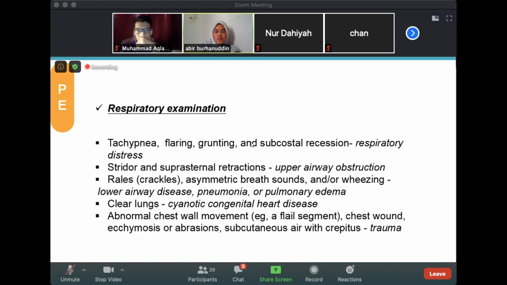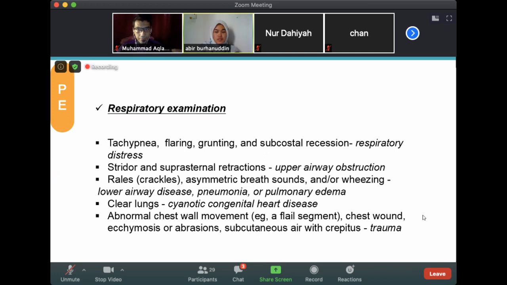So this is to rule out the respiratory cause, and then we can hear the stridor. We can look for any suprasternal retraction that suggests upper airway obstruction, and we can hear the rales or crackles, any asymmetric breath sound, wheezing, suggesting lower airway disease like pneumonia or pulmonary edema. Okay, if the lung is clear, we can think about the cardiovascular cause of cyanosis, like in cyanotic congenital heart disease.